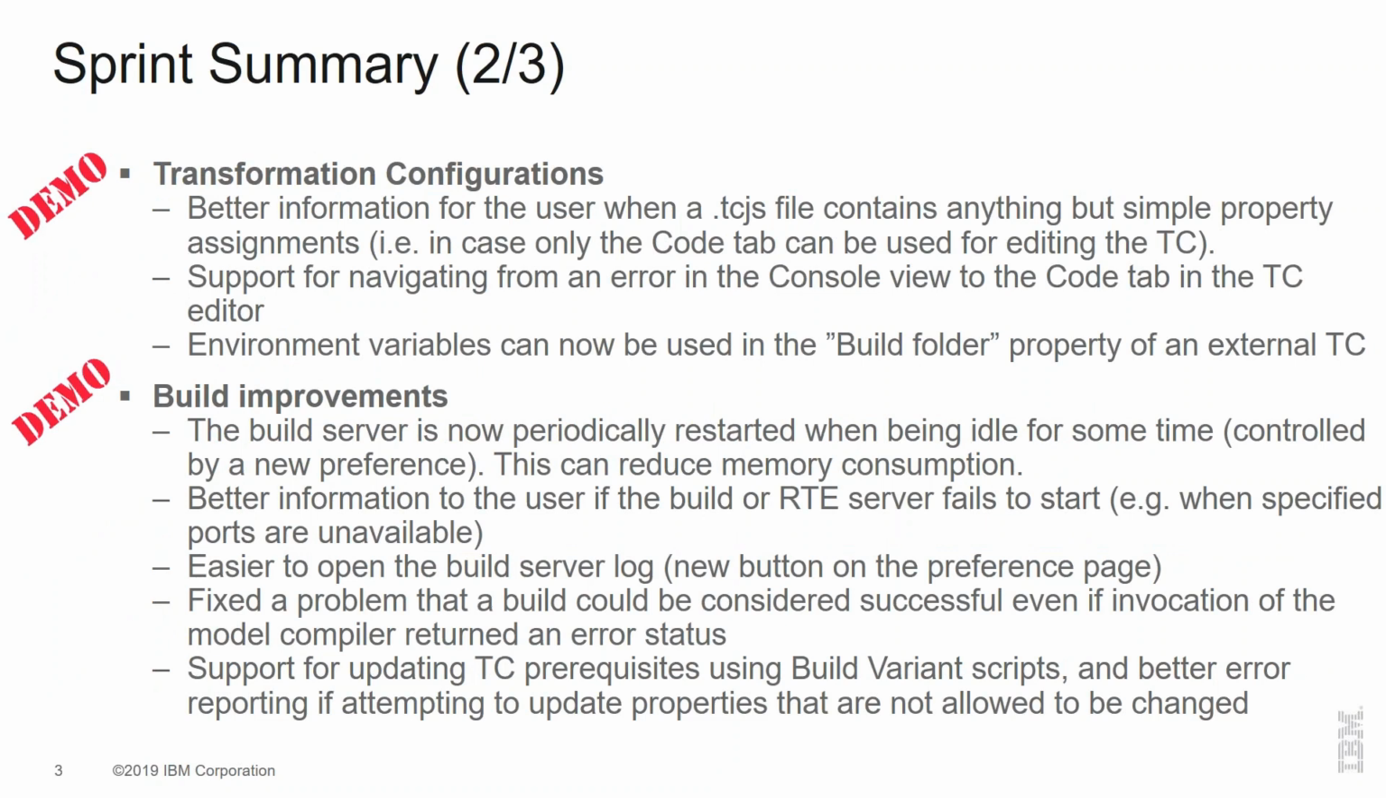Then we did a number of improvements related to transformation configurations. If the user, when editing a TCJS file, happens to use any JavaScript construct that is more advanced than a simple property assignment, then only the code tab can be shown. Previously there was no indication for the user at what line caused this to happen. So now we have markers in the ruler of the code tab to show exactly which line is the reason for the missing tabs.